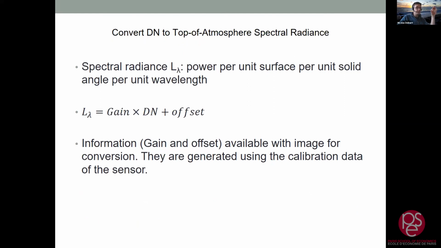This spectral radiance is not the number that is provided directly in the image. If you want to derive the spectral radiance from the image, you need to multiply the digital number by the gain and add one offset. And this information is always provided with the remote sensing images. These values are generated by the sensor and what is called the ground segment by using the calibration data of the sensor. But it is always provided, so it is always possible to derive the spectral radiance.